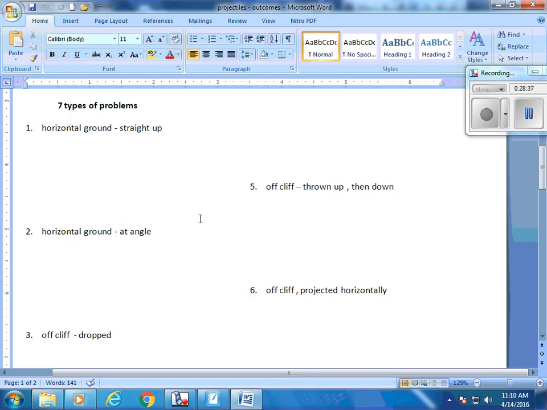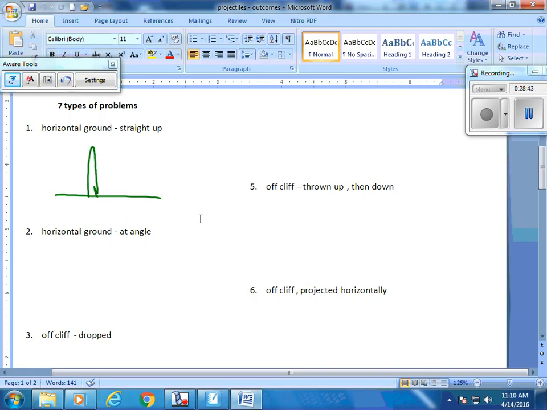So, horizontal ground, straight up. So something fired straight up into the air and down. You did those in grade 11. You guys got to run? Okay.